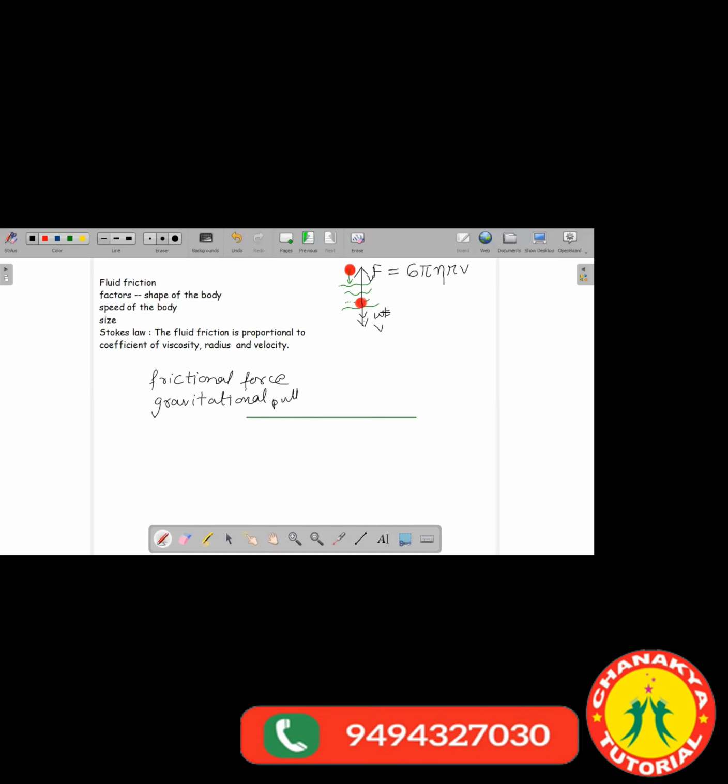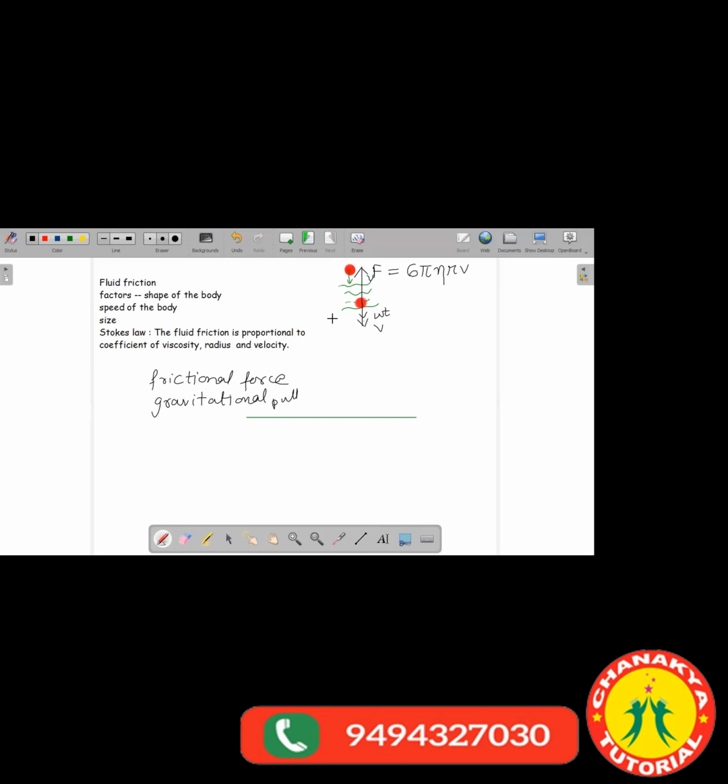Okay. So if the speed increases, a stage will come where this upward force, the frictional force, will be so high that it will be equal to the gravitational pull. Are you getting this concept? When the speed increases, the frictional force increases, and a stage comes where the frictional force will be equal to the gravitational pull of the object.